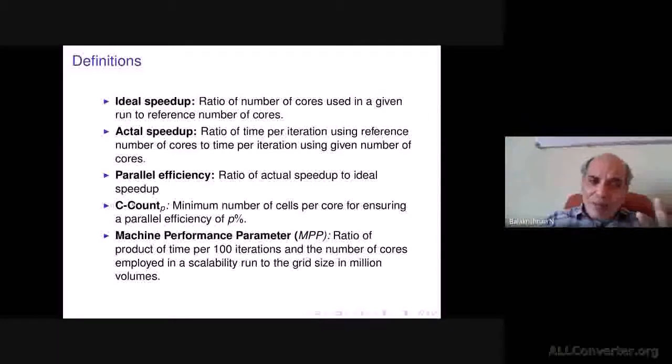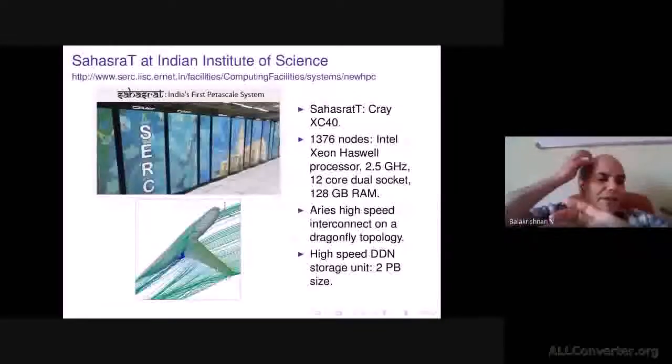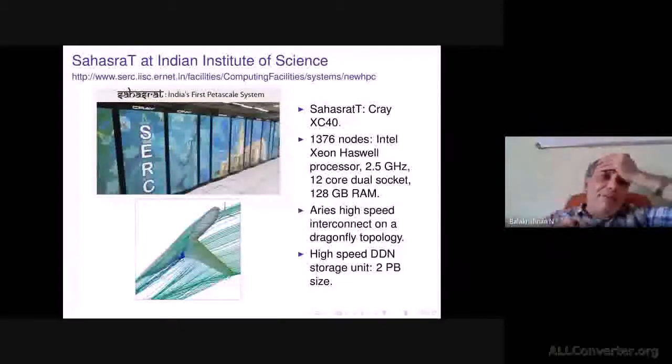So the first three, ideal speedup, actual speedup, and parallel efficiency, are well known in literature. But as far as the C count and the machine performance parameter are concerned, these are introduced by us. Now I'll present the Sahasrath experience.